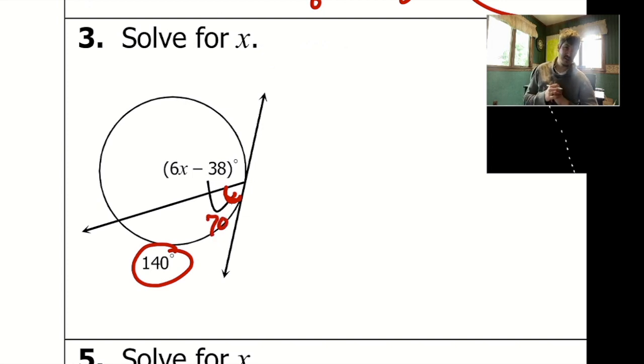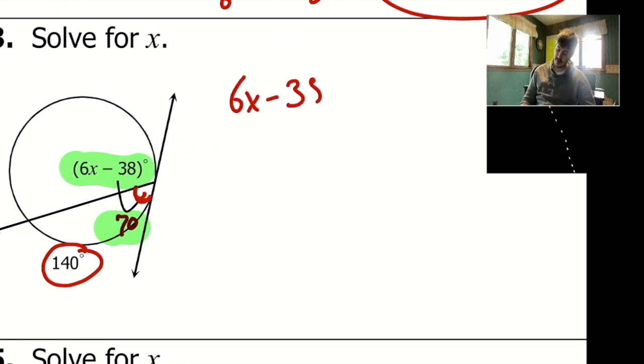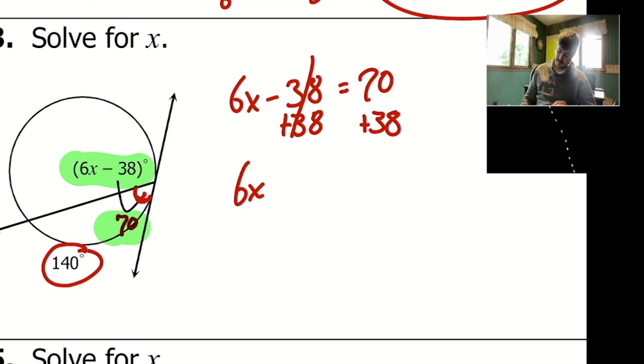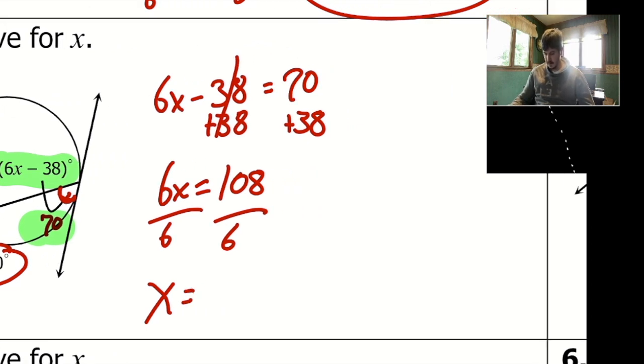I like cutting it in half because it's just one number. You don't have to distribute. You don't have to worry about anything. So now I know you can take these two things, 6x minus 38, you can set it equal to 70 degrees. So 6x minus 38 equals 70 degrees. Add 38. 6x equals 108. Divide by 6. 108 divided by 6. 18.